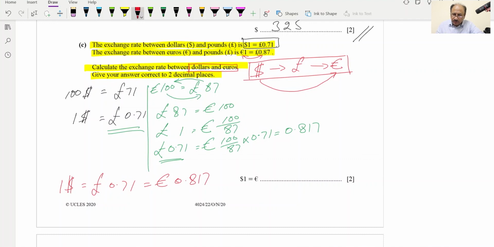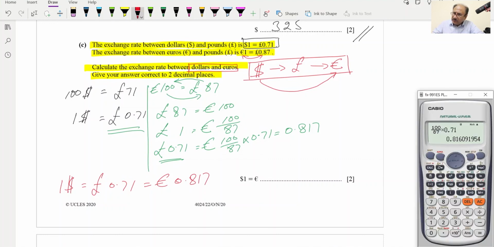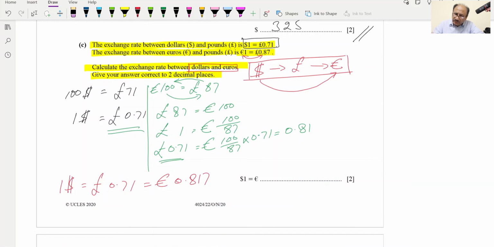0.817 euros. But 0.816, it's not 7, so 6. So this is also 6. Now what we will do, they are asking for the answer in 2 decimal places. So for 2 decimal places we don't require 6.